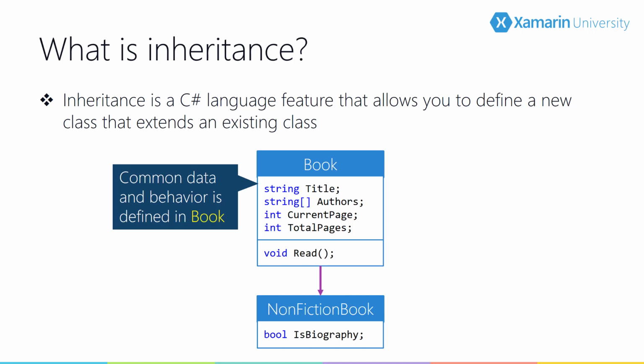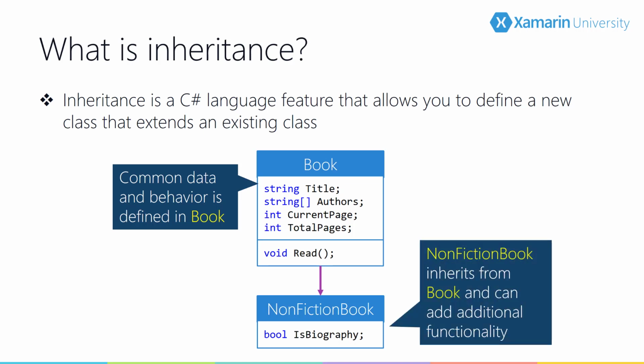Take a look at the example on the screen. The book class defines common properties of a book, and we could inherit from book and create a non-fiction book class that keeps all of those properties but adds additional things that are only relevant to non-fiction books. For example, here we have a property or field called is biography, which is specific to a non-fiction book. But because non-fiction book derives from book, it will also have a title, authors, current page, total pages, and a way to read it.